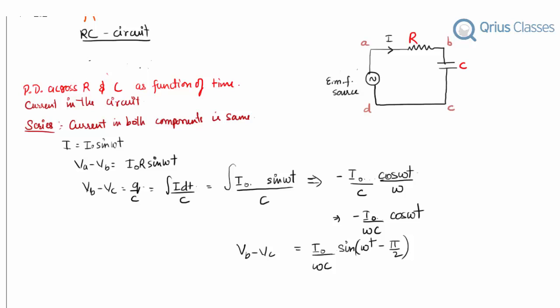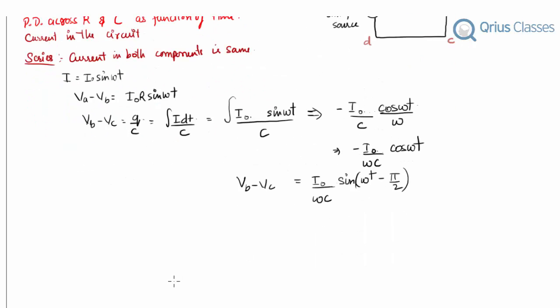So if we are really interested in finding out VA minus VB plus VB minus VC, that is the EMF provided by the source, so adding these two we get that VA minus VC is nothing but I naught R sine of omega t plus I naught by omega C sine of omega t minus pi by 2. So this will be the net combination.